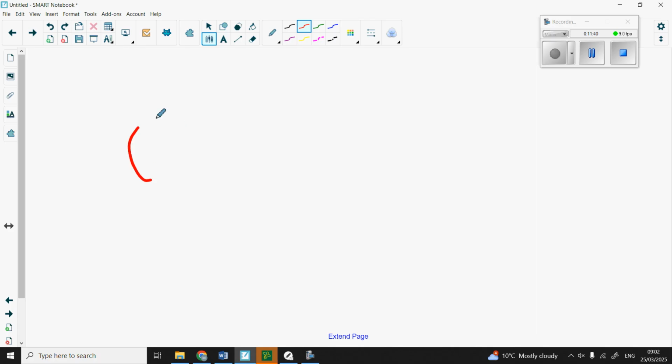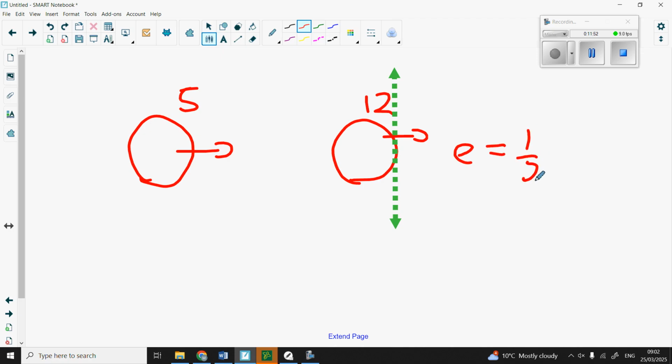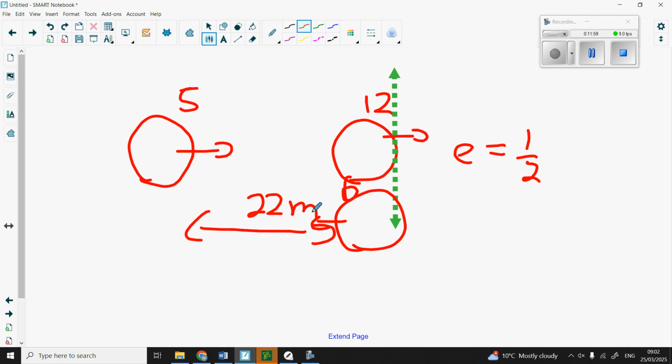Now, one problem before this happens. I'll set this up again. So this one's going 5. For argument's sake, this one's going 12, just before it hits the wall. Agreed? The E value is a half. So what's the rebound velocity? 6. And they're 22 meters apart, and then they meet after 2 seconds. So our old velocity, if that was just E, we'd be talking 12E on the rebound, won't we? So 12E would be our v2.